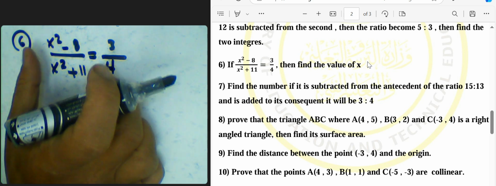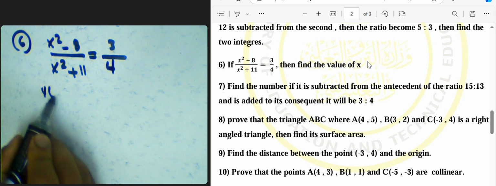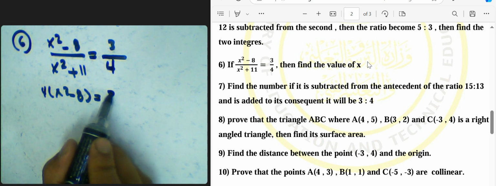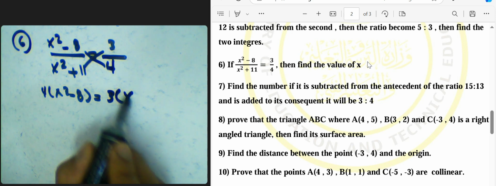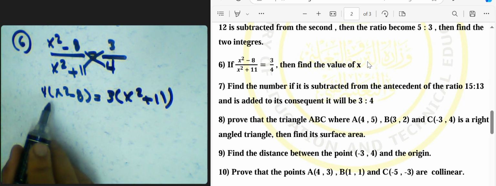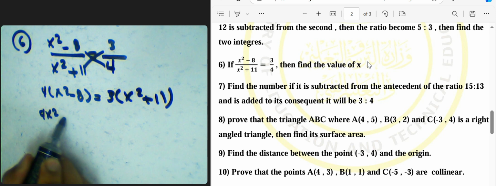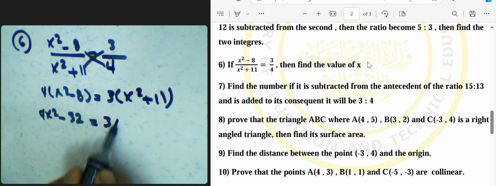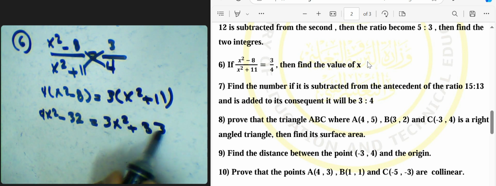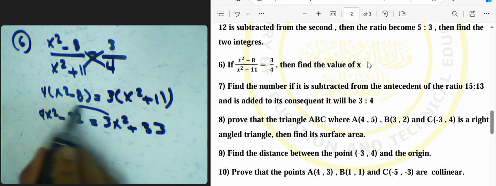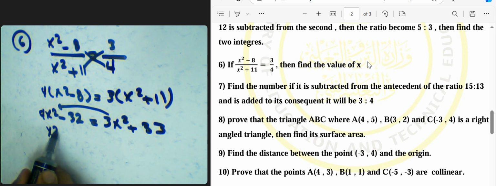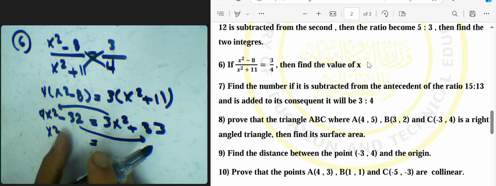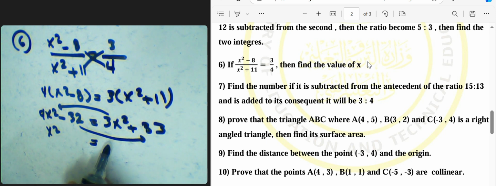We know the product of extremes equals the product of means. You can write 4 times (x power 2 subtract 8) equals 3 times (x power 2 plus 11). 4 times x power 2 will be 4x power 2 subtract 4 times 8 equals 32. 3 times x power 2 will be 3x power 2 and 3 times 11 equals 33. And then 3x power 2 subtracted from 4x power 2 is x power 2, and moving negative 32 it becomes positive. 33 plus 32 will be 65.